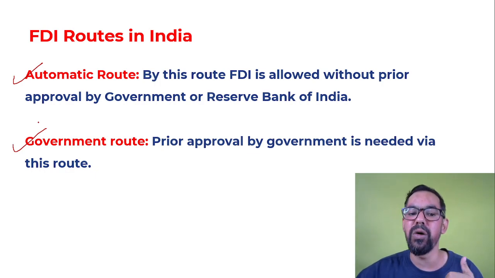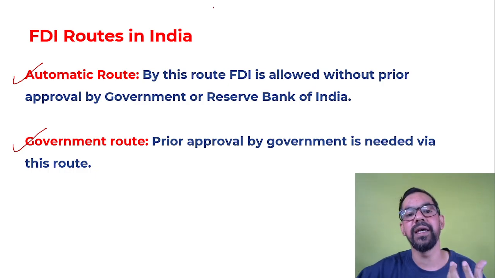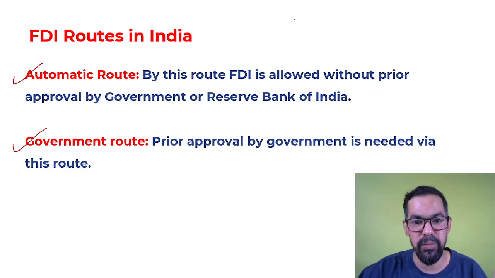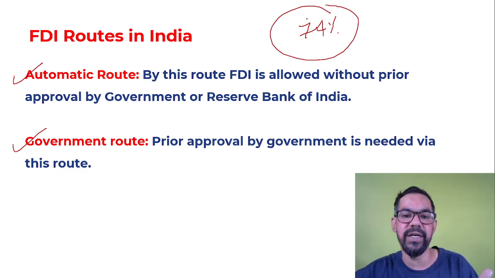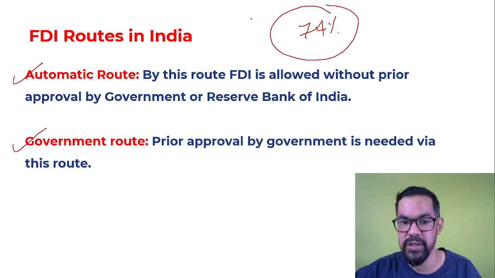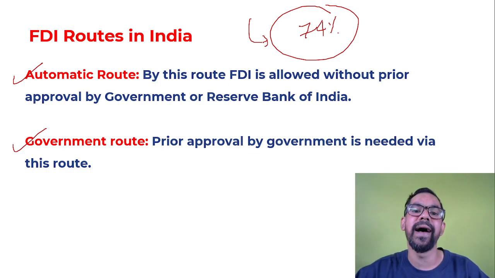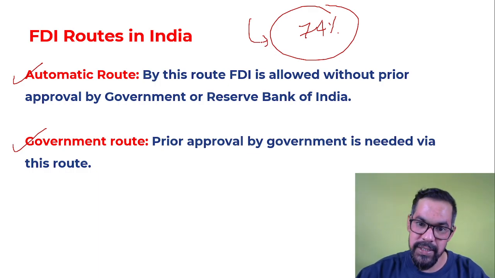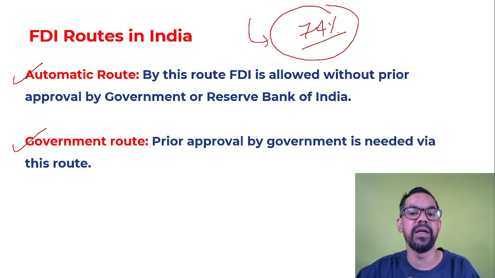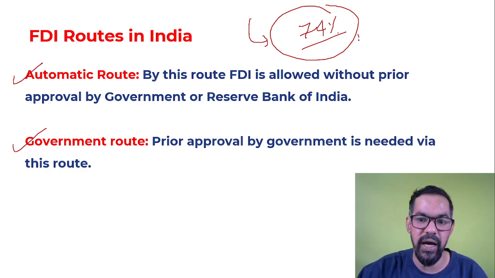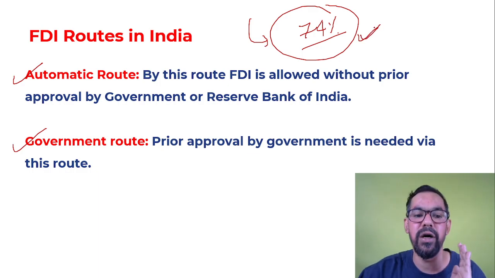But in case of the government route, let's say in case of private sector banks, we have an FDI limit of 74%. In private sector banks we have an FDI limit of 74%. If any foreigner wants to start a banking business in India, for this particular setup he needs an approval from the government of India for this kind of ownership or setup.